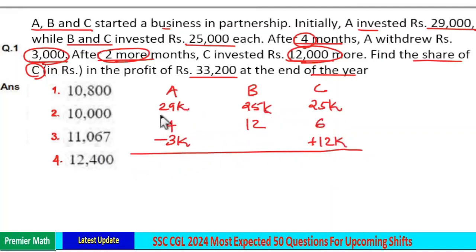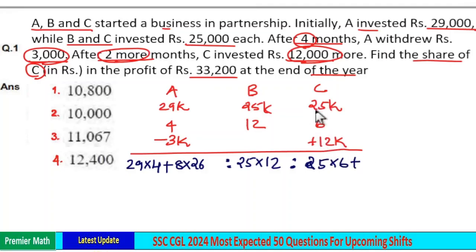other. So, remaining is here A invested 29,000 for 4 months means A invested 29 into 4 plus after 4 months he withdrew 3,000 means remaining is 29 minus 3, 26,000. So for the remaining 8 months he invested 26,000 and B invested 25,000 for 12 months and C invested 25,000 for 6 months and after 6 months he invested 12,000 more, which means for the remaining 6 months he invested 25 plus 12, 37,000 for 6 months.